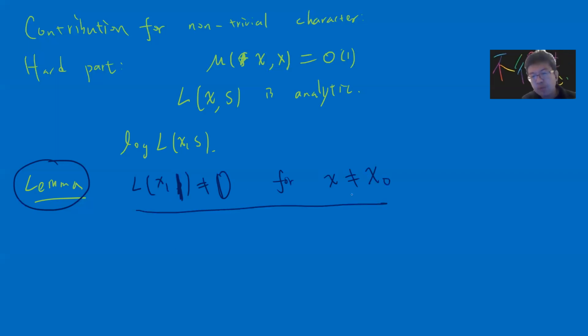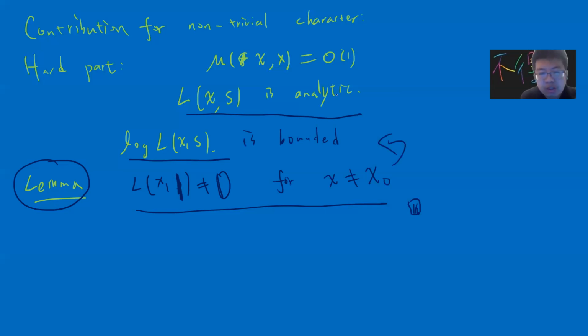So for a non-principal character, your L function at s equals 1 will not be 0. I know it's analytic, right? But I don't know whether it's 0 or not. Because if it's 0, then when I take a log, it will cause a problem. So this lemma tells you that you don't need to worry. So this is bounded. Then we prove our theorem, done.